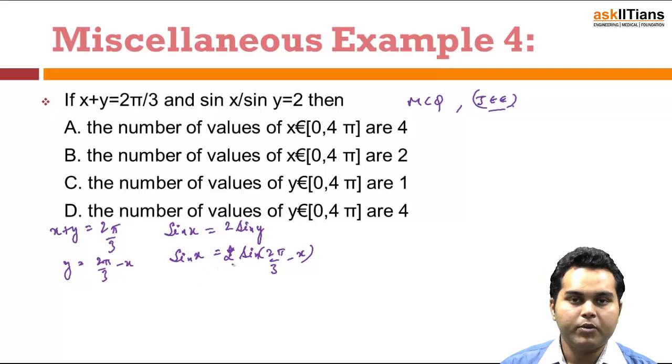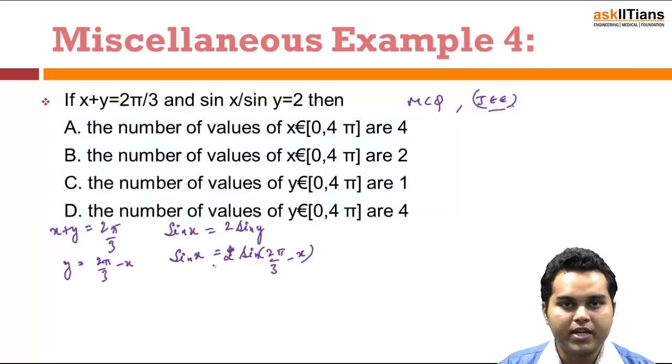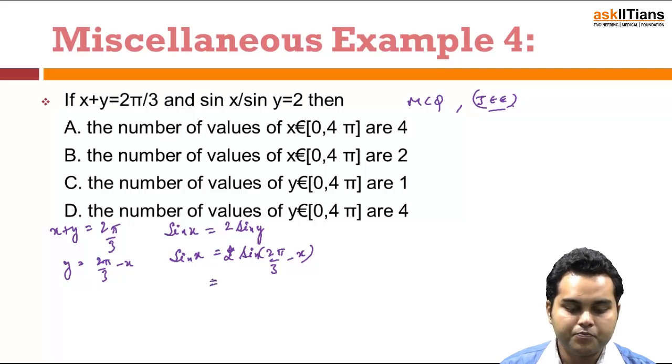Now sin of 2 pi by 3 minus x is of the form sin (a minus b), which can be written as sin a cos b minus cos a sin b. I do the same, keeping the left hand side intact. Sin x, I'll have 2 sin of 2 pi by 3 cos of x minus 2 cos of 2 pi by 3 sin of x.